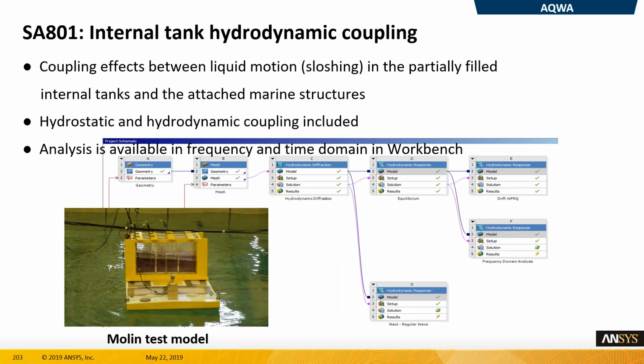The internal tank harmonic coupling, that is for mainly tanks, bulkheads and so on. It's also been updated so you can have this sloshing effect included.